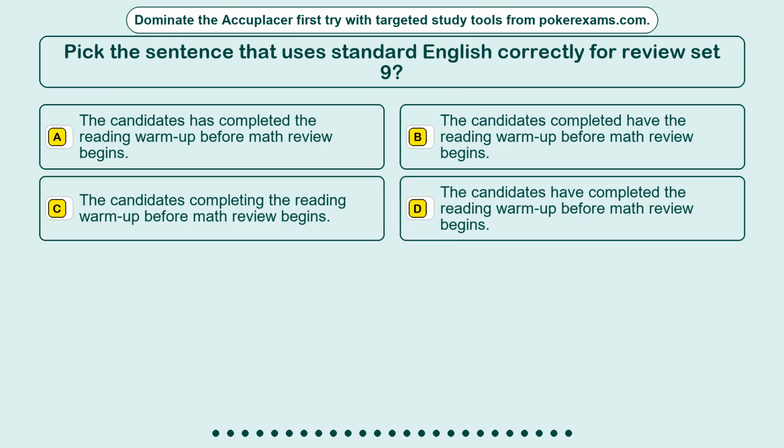Question 20. Pick the sentence that uses standard English correctly for review set 9. Option A. The candidates has completed the reading warm-up before math review begins. Option B. The candidates completed have the reading warm-up before math review begins. Option C. The candidates completing the reading warm-up before math review begins. Option D. The candidates have completed the reading warm-up before math review begins.